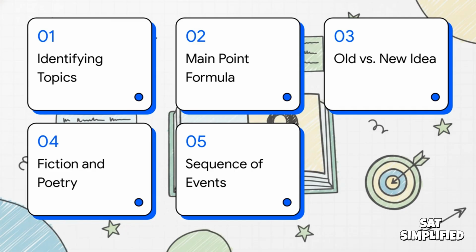Okay, here's our roadmap for today. We'll be covering identifying the primary topic, the main point formula, the old idea versus new idea structure, mastering fiction and poetry, and finally, tracking the sequence of events. Let's see how we can transform wandering, subjective reading into an objective, formulaic process.